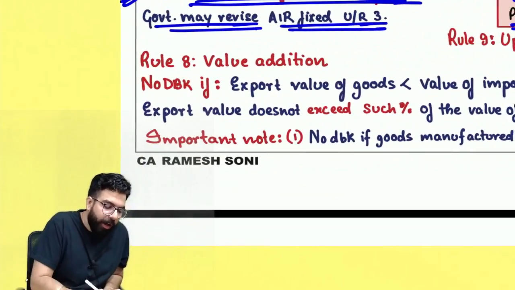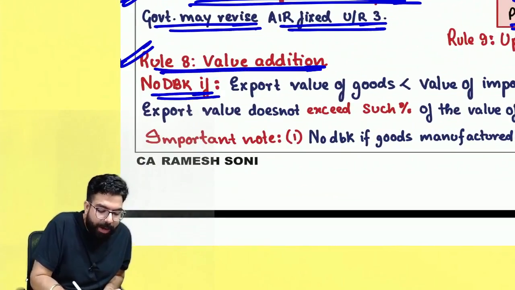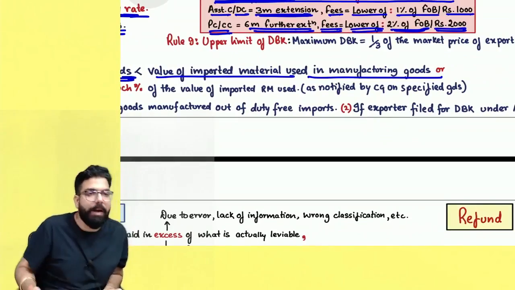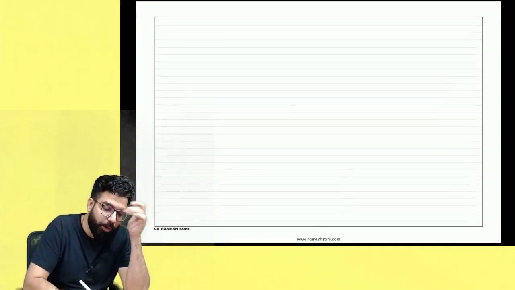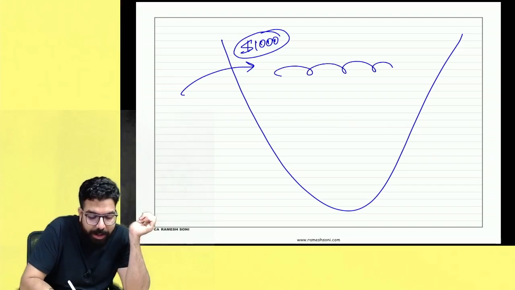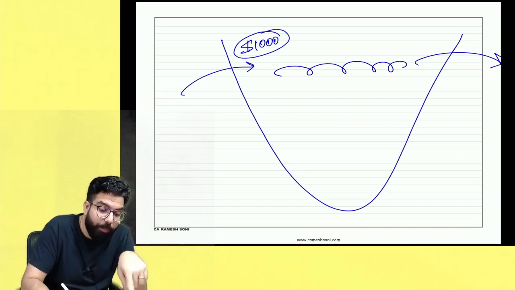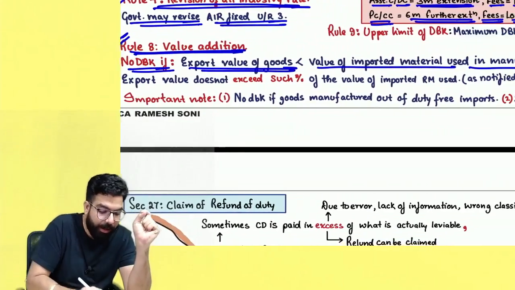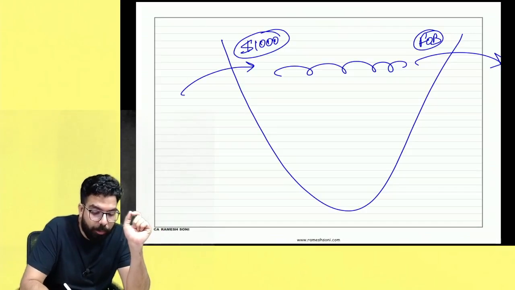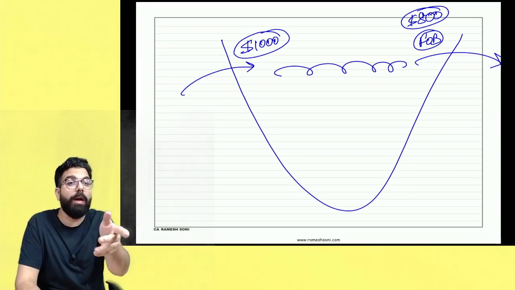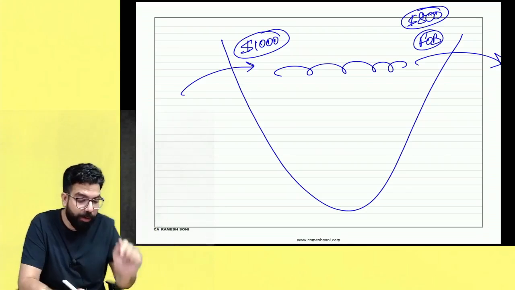Rule number 8 goes ahead and says value addition: no duty drawback if export value of the goods is less than the value of imported material used in manufacturing of the goods. Might be when you imported the raw material, you spent $1,000 over here. Now, when you are making the final product and exporting, the export value, meaning the FOB value, should be more than $1,000. They are telling, export value of the goods might be here supposedly only $800. Then they are telling, hey, what value addition did you do in India? Nothing, no value addition in India. You have already spent more than what you have earned. We will not give you any duty drawback.